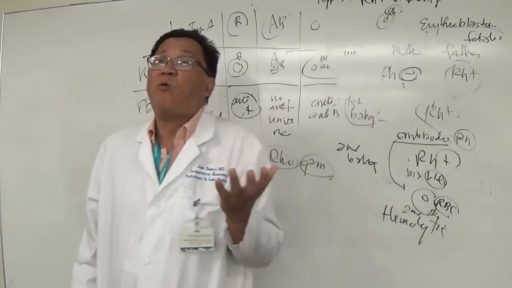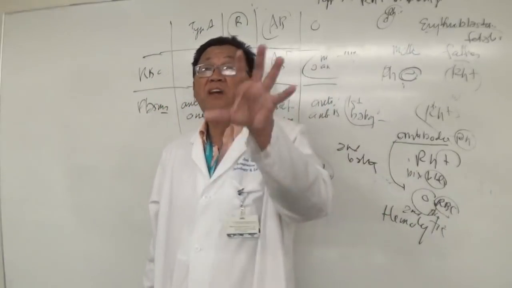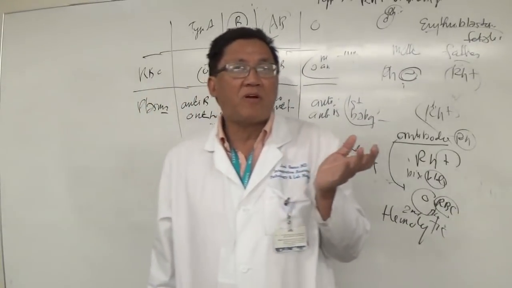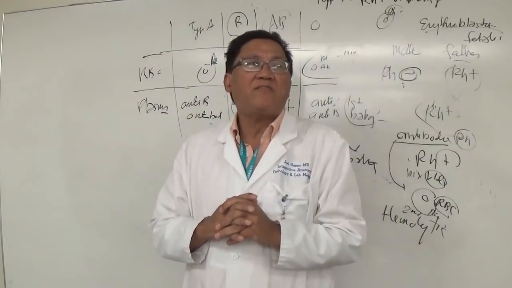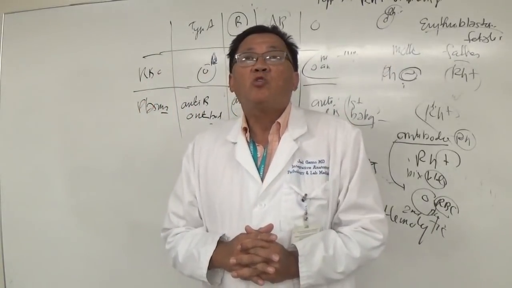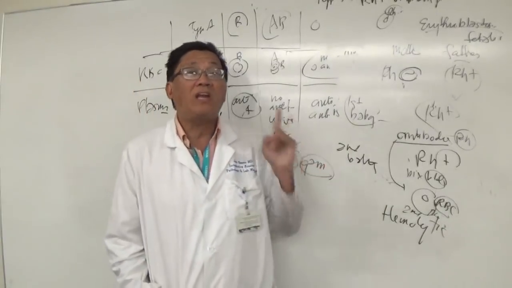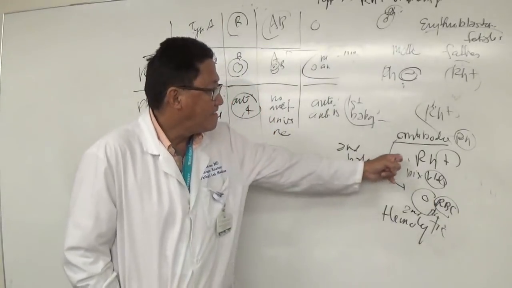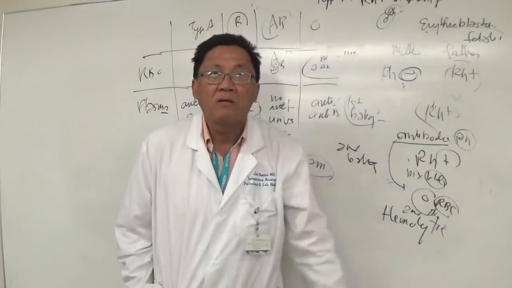Smart humans said, you know what, I need to find a way to protect the second baby by injecting the first baby's pregnancy. I'm not an obstetrician or gynecologist, but what I remember from med school a long time ago, you normally give it on the 27th week of pregnancy and during labor, twice injected. You're going to give the mother what? The antibodies so that the mother will not, I repeat, will not develop her own antibodies. We will preempt.